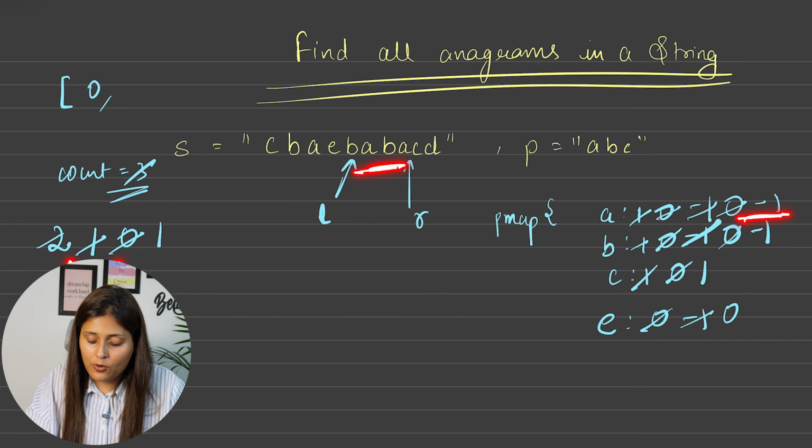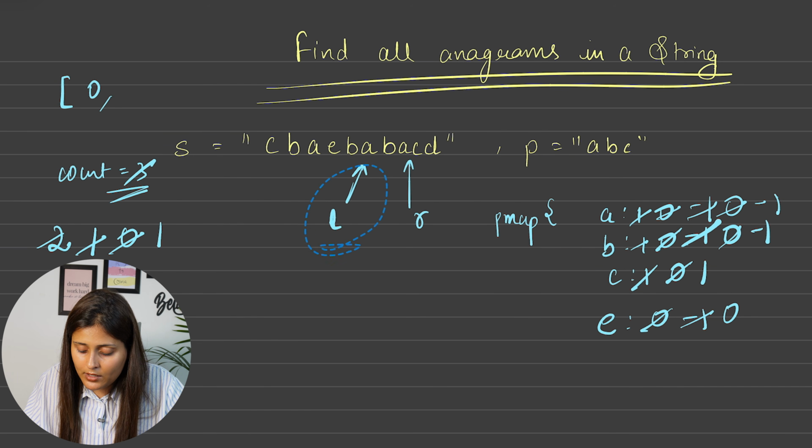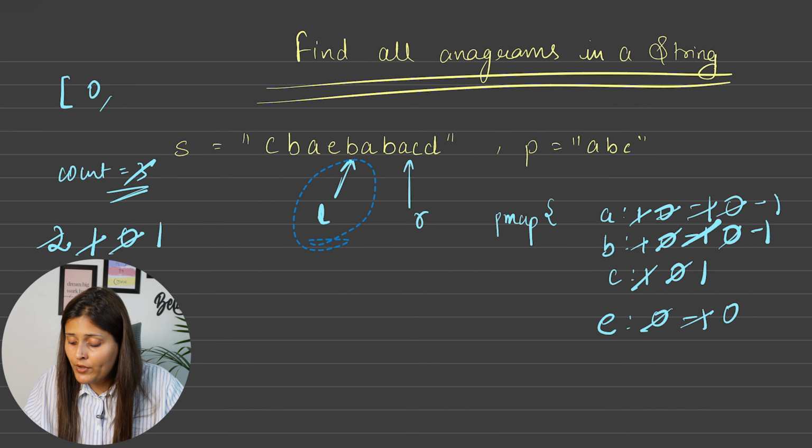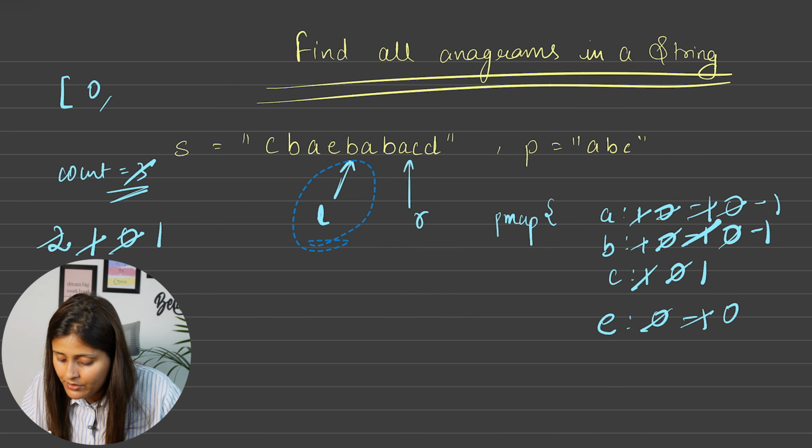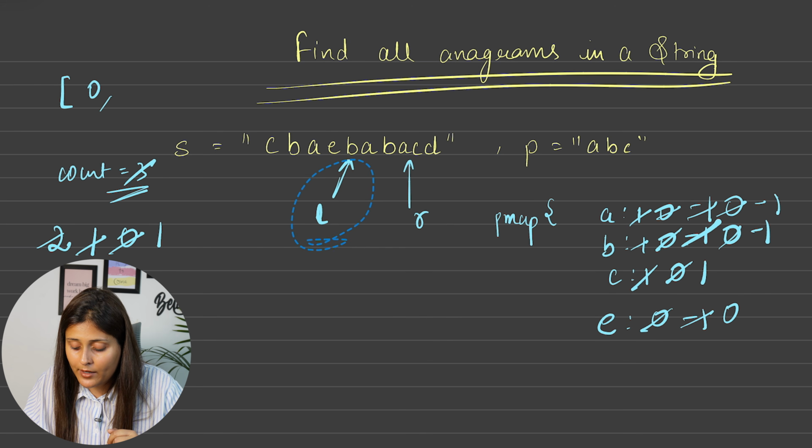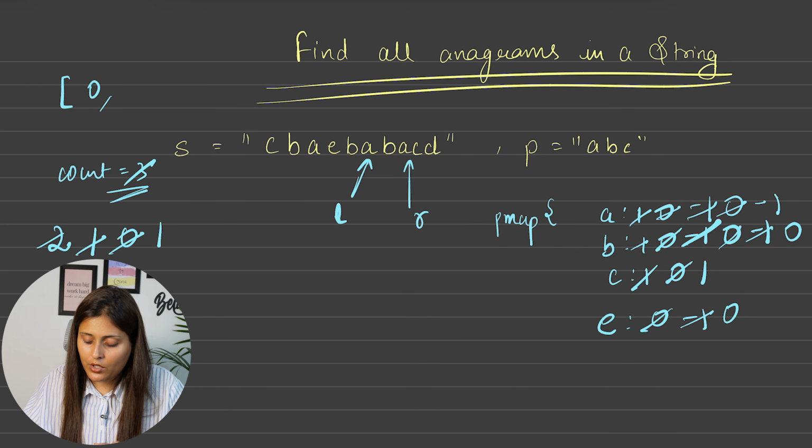We will not touch our count. Similarly again we will move it ahead, but before moving, what was the frequency for B? B frequency is negative, means this is not required, means we will just increment the frequency to 0, but we will not touch count. Okay.